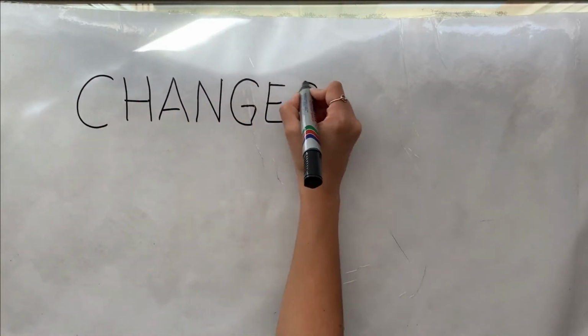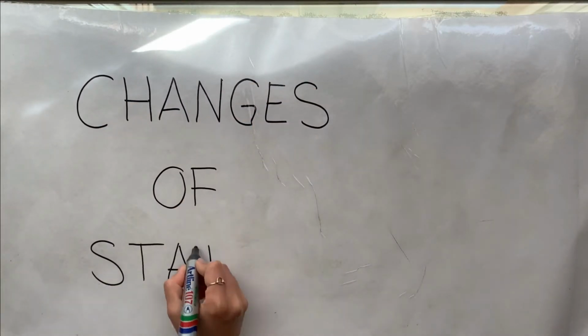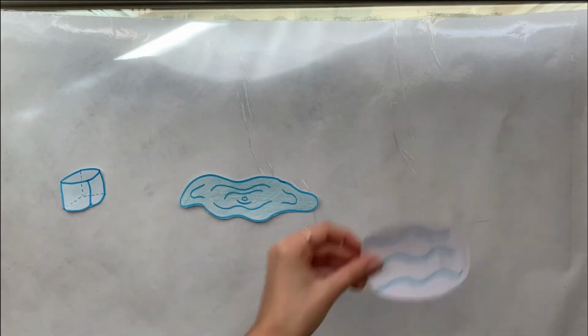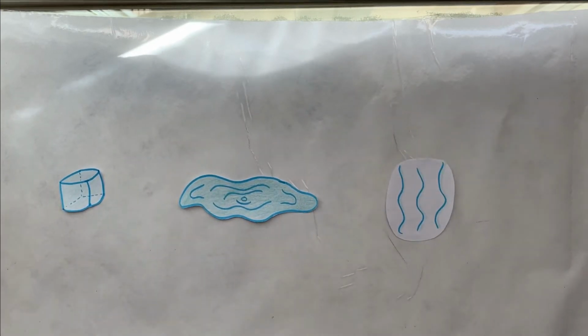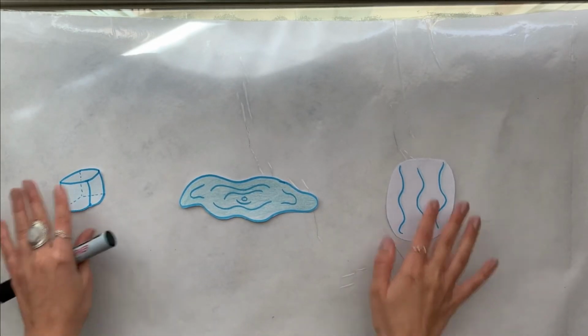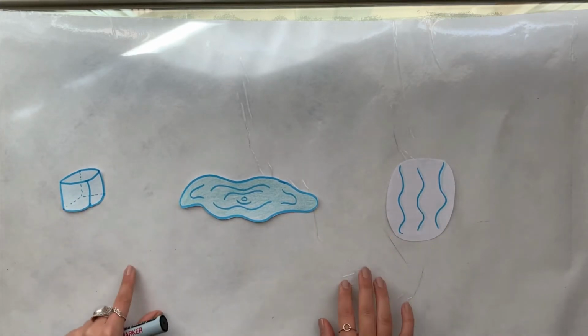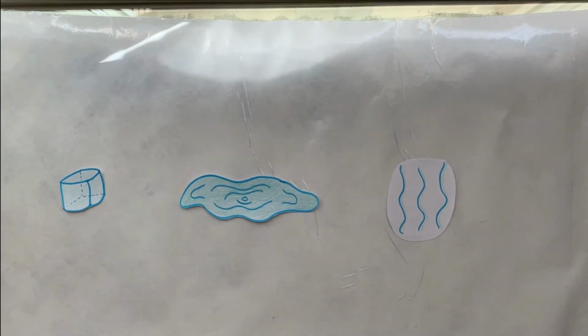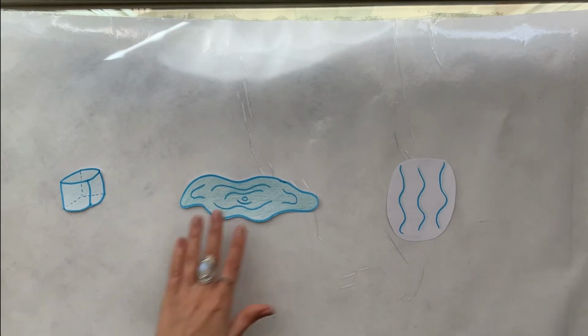Today we are going to talk about... We already know that matter has three types of states: solid, liquid, and gas. If we add heat or cold between these three states, we know that there can be changes. How are these changes called? So let's start.